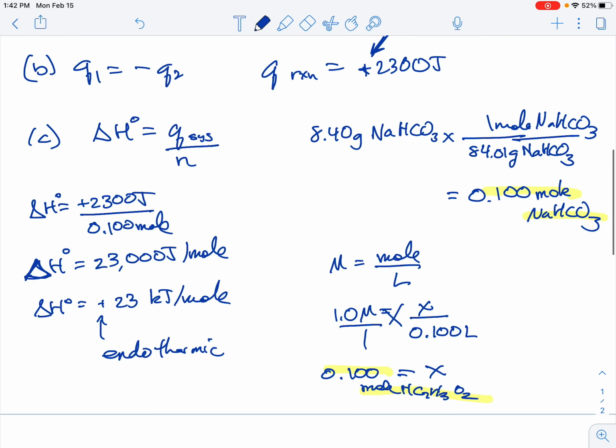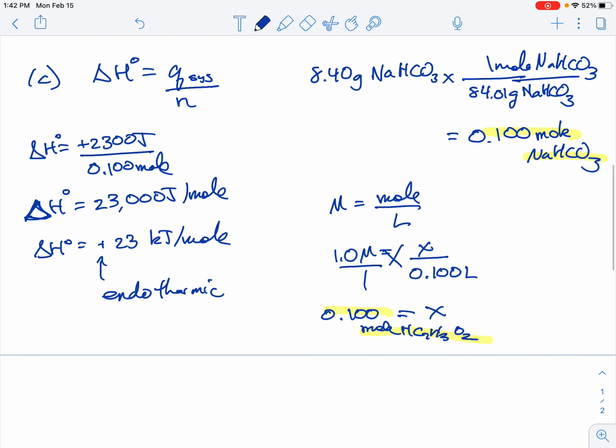And then to get delta H, we have to find Q over n, which requires us to find the n value, which requires a little bit of stoichiometry, maybe remembering the molarity equation, and then plugging that in: Q of the system over moles. And as a last step, just double check that the sign of your delta H makes sense based on your delta T.